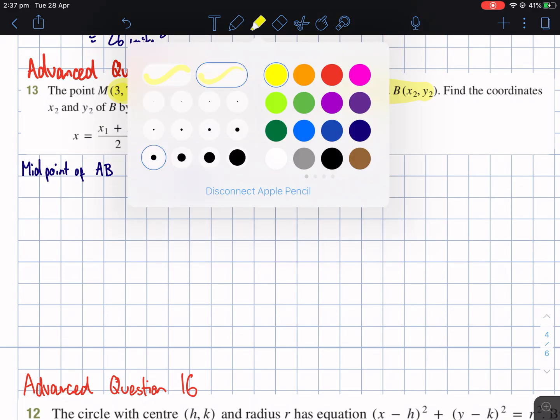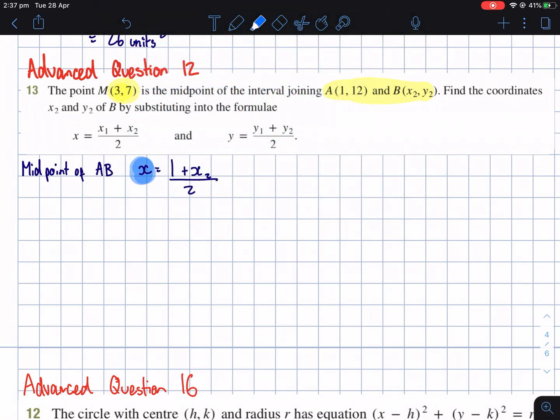But I know x. Sorry, I'll make it a different colour. I know this x, it's 3. So I've got 3 equals 1 plus x2 over 2. So 6 equals 1 plus x2. So x2 is 5. And now we're going to do something similar for the y.